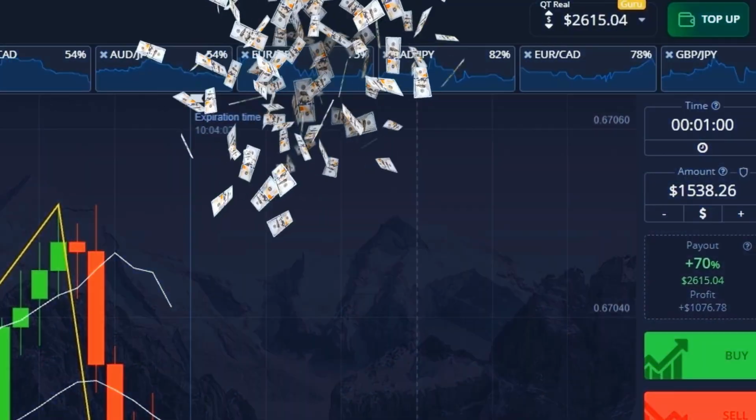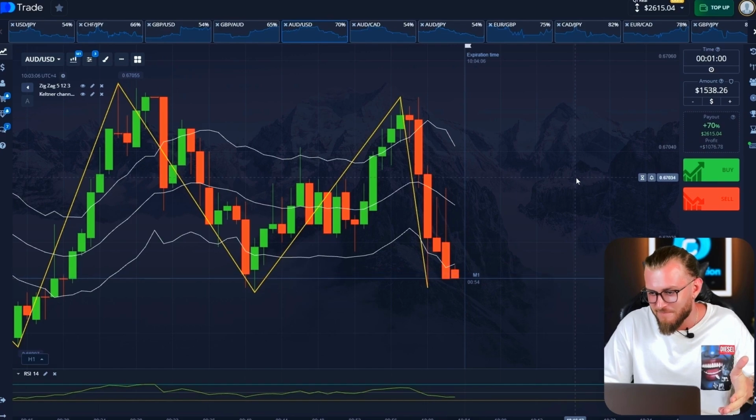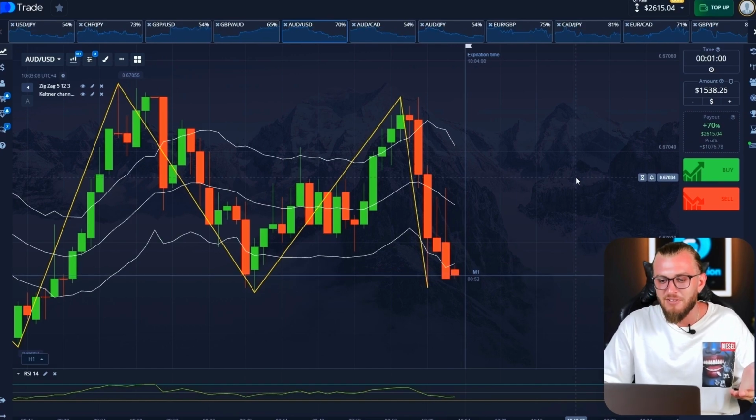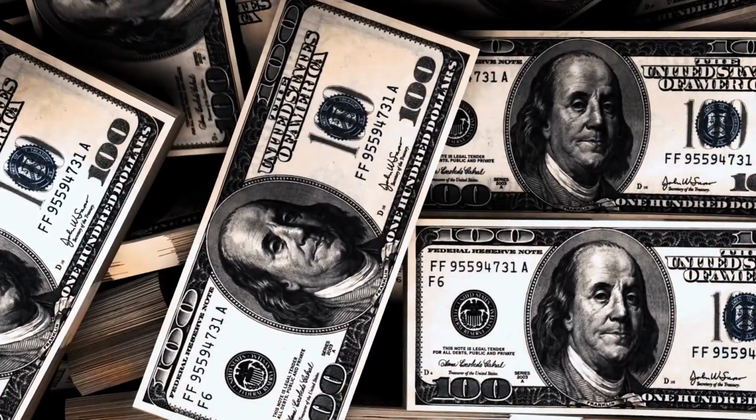Great, friends. The trade closes in profit in the last seconds. That's $26.15. Wonderful. The goal is achieved. Let's probably wrap up today's trading session on this note.